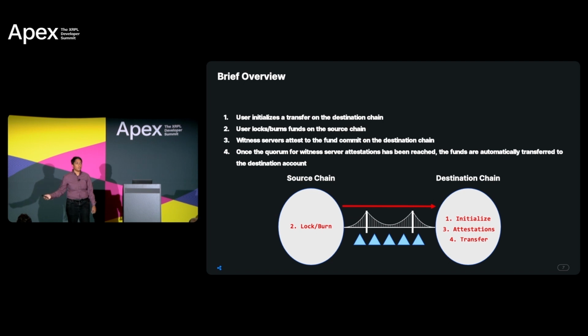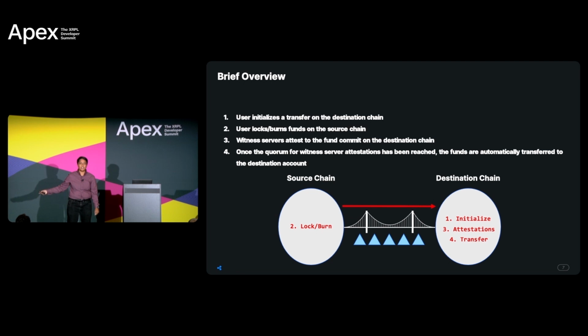So a little bit of a brief overview of the most important operation of a bridge, which is a cross-chain transfer. So first, you initiate a transfer on the destination chain. Then the user locks or burns their funds on the source chain. Then the witnesses notice that the user has locked or burned their funds, and they issue an attestation on the destination chain saying that, yes, these funds can actually be transferred. And then once enough witnesses have attested to this fact, then the funds are automatically transferred. This is the normal operation of a cross-chain transfer.